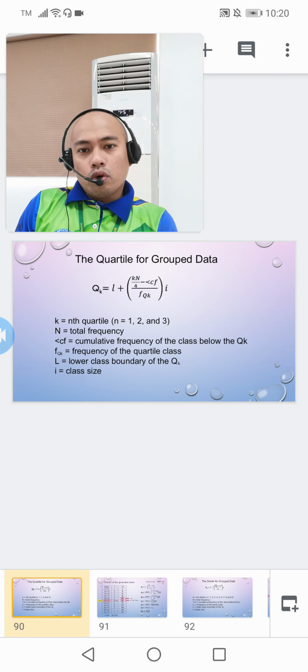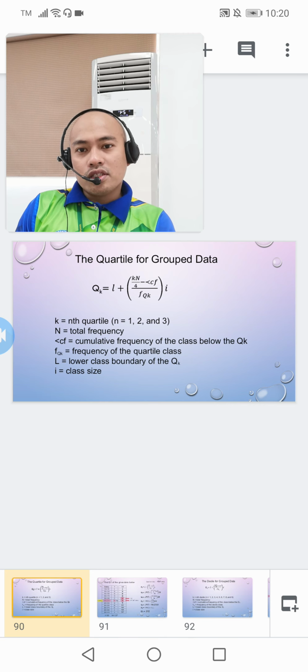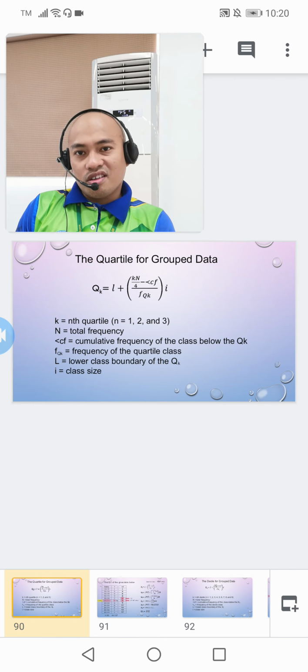Alright? So N here refers still to the total frequency of the distribution, while less than CF refers to the cumulative frequency of the class below the quartile class. Okay? Later on, I'll be showing you how to identify the value of the less than CF in the frequency distribution table, especially in the cumulative distribution table. Okay?